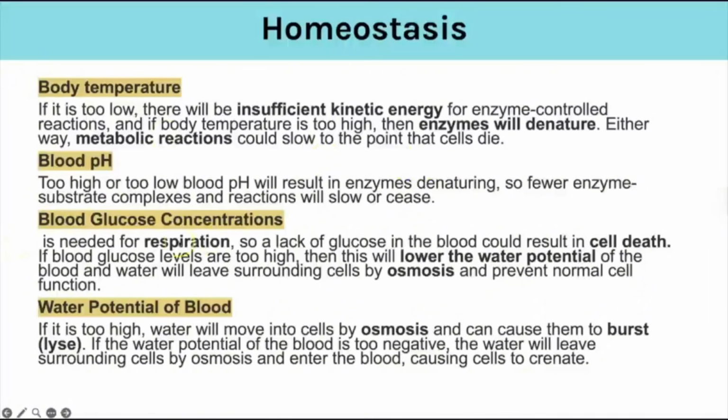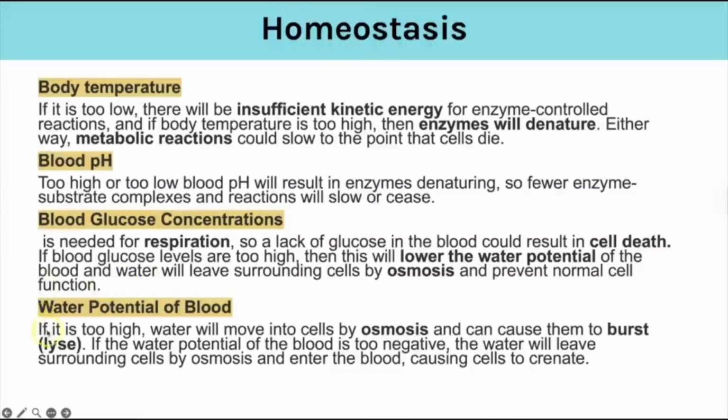Blood glucose control. So glucose is needed for respiration. So a lack of glucose in the blood could result in cell death. And if blood glucose levels are too high, then this lowers the water potential of the blood, and water then leaves the surrounding cells by osmosis, and that prevents the normal function of those cells because now they're low on water. And also it increases the blood pressure because there's more liquid in the blood.